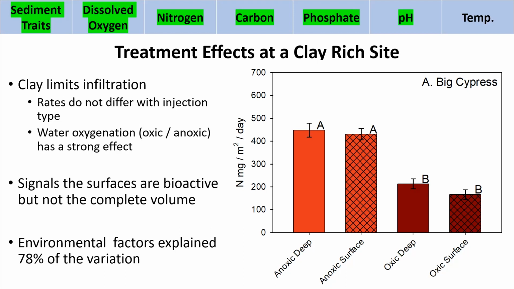And you'll note some environmental factors here on top of the slide. Those highlighted in green could significantly account for 78% of the variation in denitrification rates within this field site. And these are ultimately the byproduct of our multivariate, multilinear regressions. And I'll return and talk about these later.